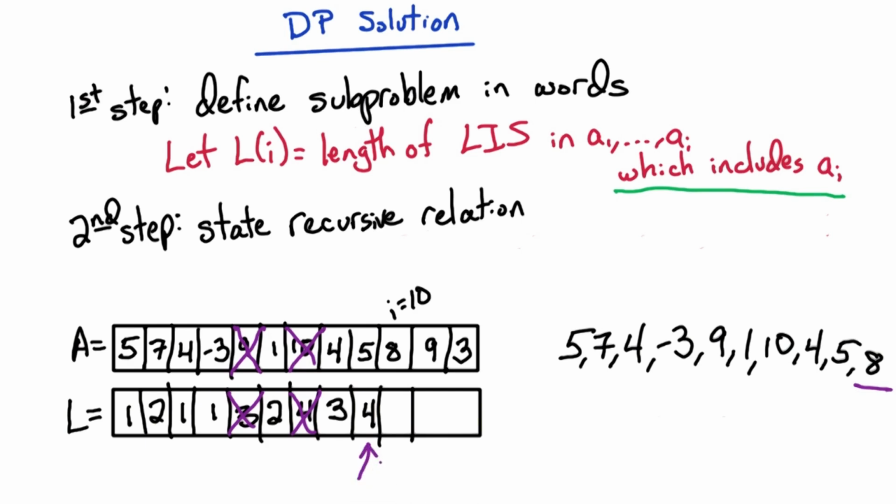We don't have to know the subsequence itself. We just have to know it's of length 4, and it ends at 5, and then we can append 8 onto the end, and we obtain a sequence of length 5. Therefore, L of 10 is 5. Now this highlights the recurrence for the solution of L of I in terms of smaller subproblems L of 1 through I-1.